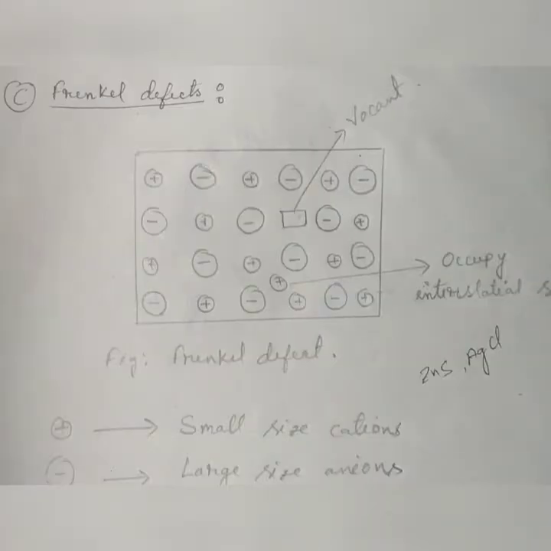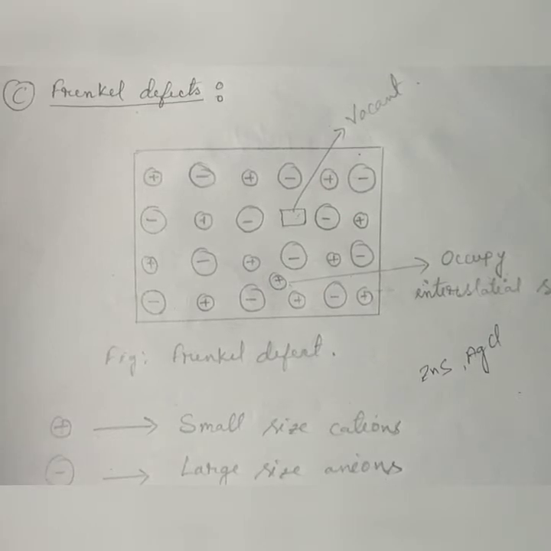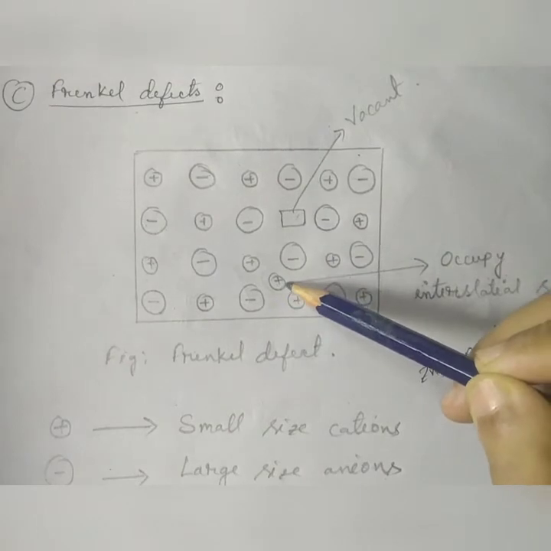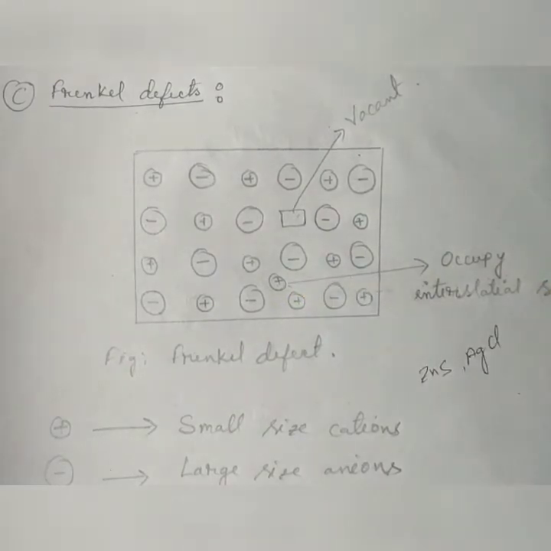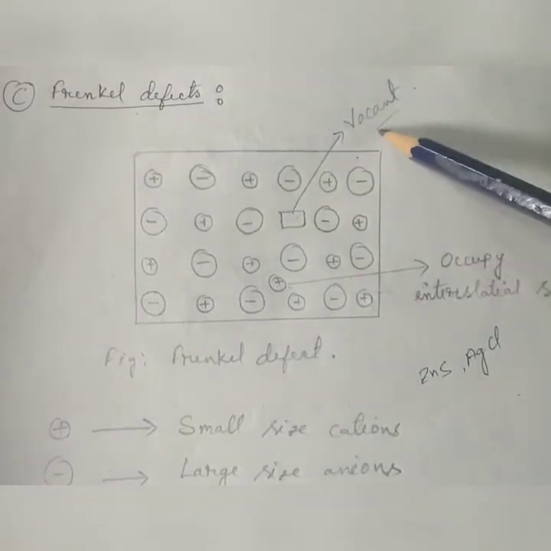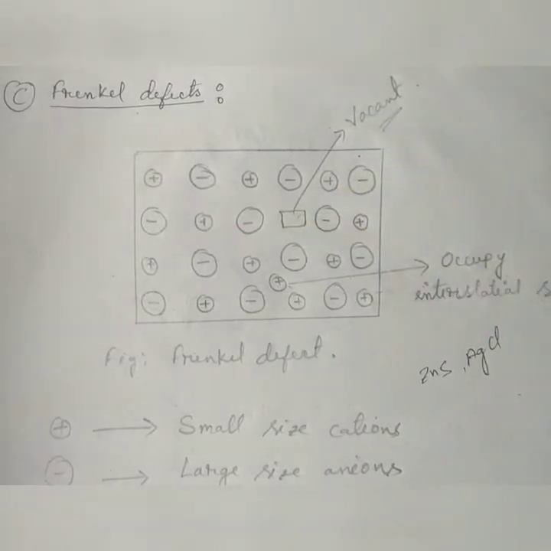Now the next one is Frenkel defect, and this defect is very important for your exam. This Frenkel defect is mainly shown by ionic solids. Now what happens in a Frenkel defect? In a Frenkel defect, one of the positive charges, that means a cation, dislocates from its original position to a new interstitial site, that means to a new position. The original position will remain vacant. So Frenkel defect shows a vacancy defect at its original position.